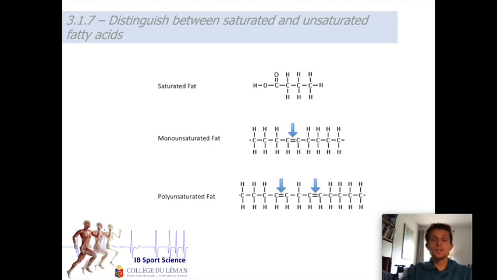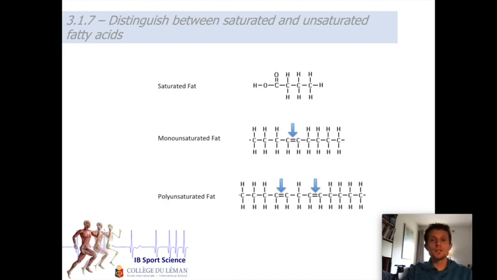If there's one double bond between the carbons, then this is known as monounsaturated. If there's 2 or more, then it's known as a polyunsaturated fatty acid chain. Saturated fatty acids, because of their uniformity, lie straight, and so therefore they can be packed in very densely, so saturated fats contain a very large store of energy.